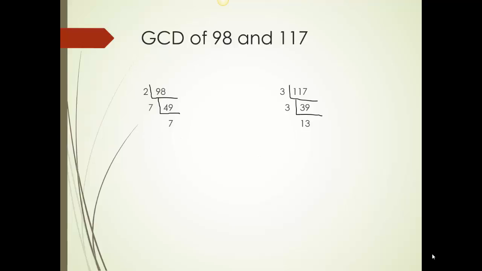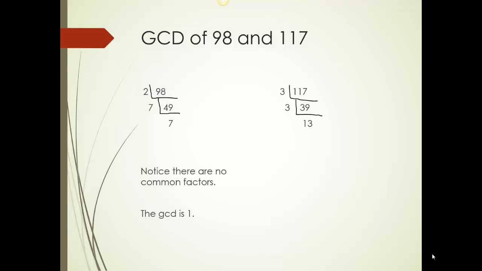All right, so here's what I got. 98 is 2 times 7 times 7. 117 is 3 times 3 times 13. Now notice there's nothing in common, right? I see 2's and 7's, I see 3's and 13. So this says those are relatively prime, so the GCD is 1.